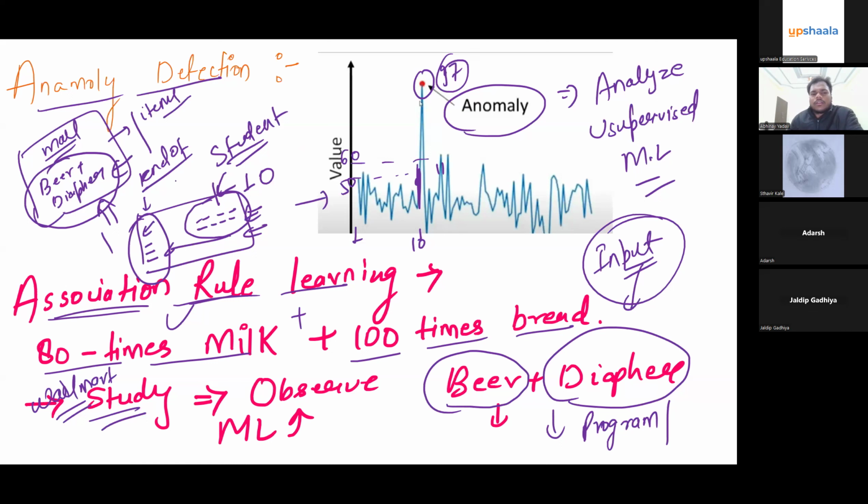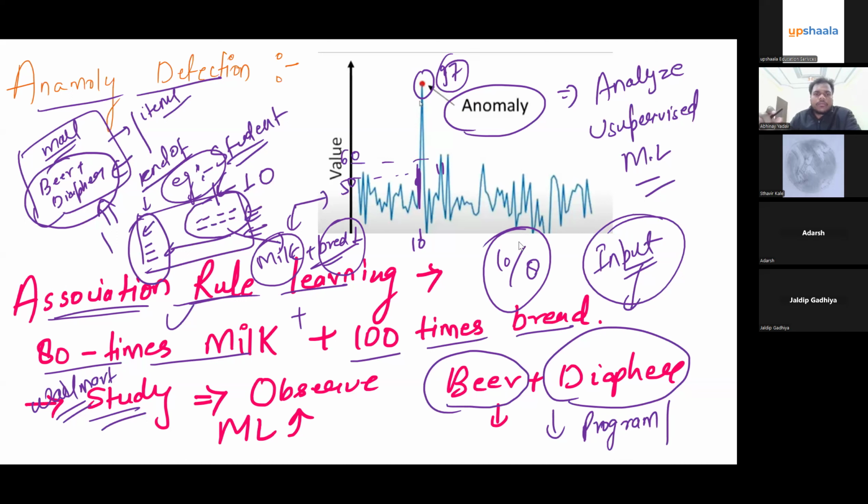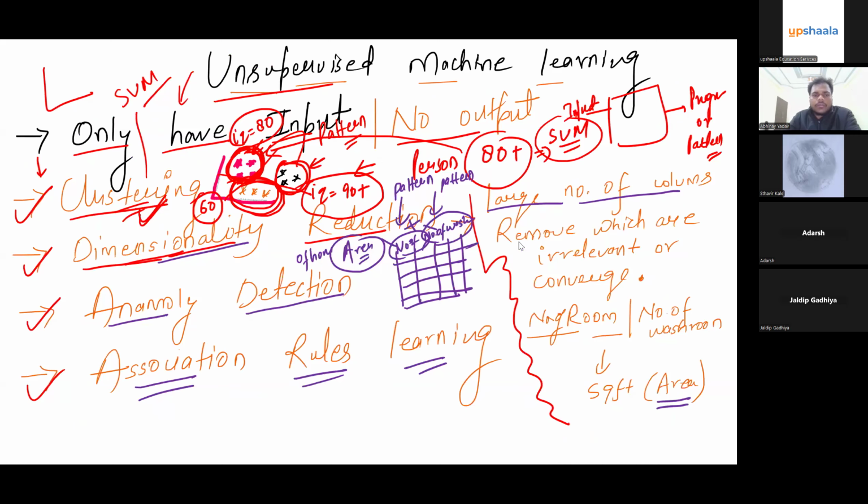This is a kind of example that I have given. Suppose along with the milk, you put the bread. If a person is coming to buy some milk, then maybe not definitely, but out of 10, 8 people will buy the bread also. So this is a kind of association rule learning. On the basis of that, the shopkeepers try to put things in a club way. So this is unsupervised machine learning.